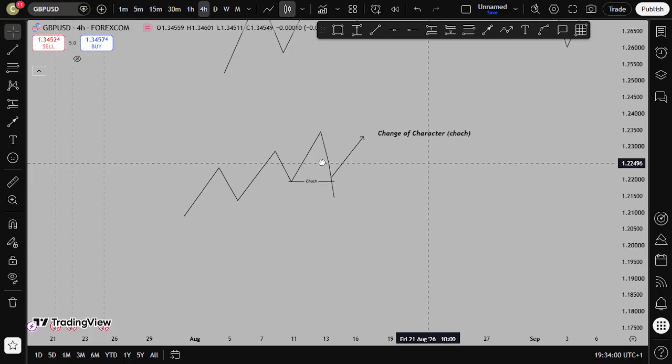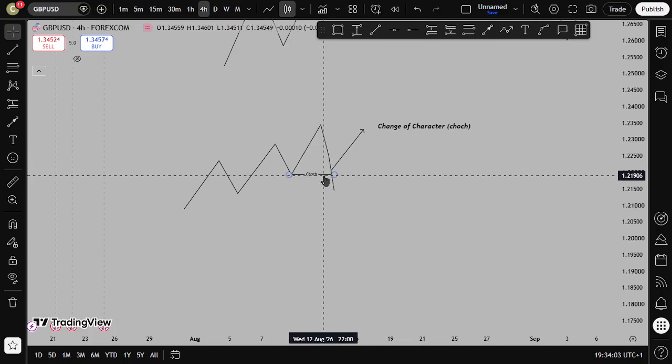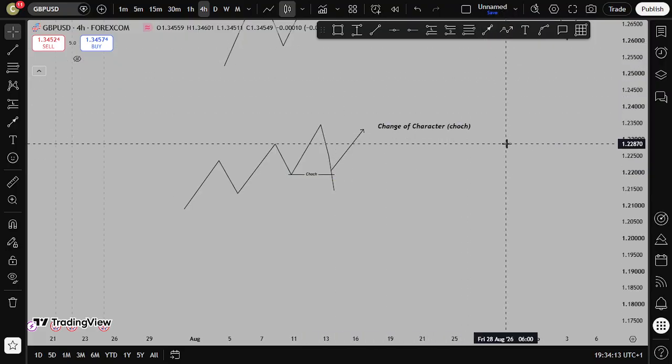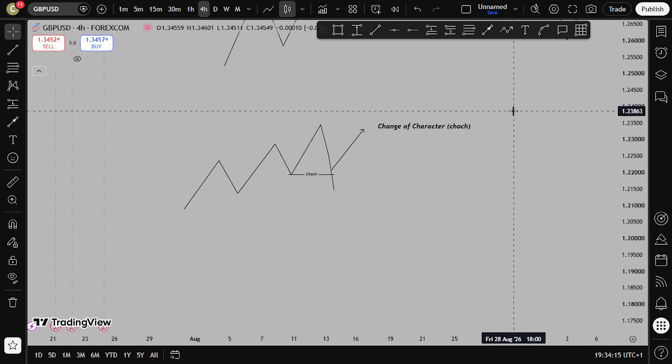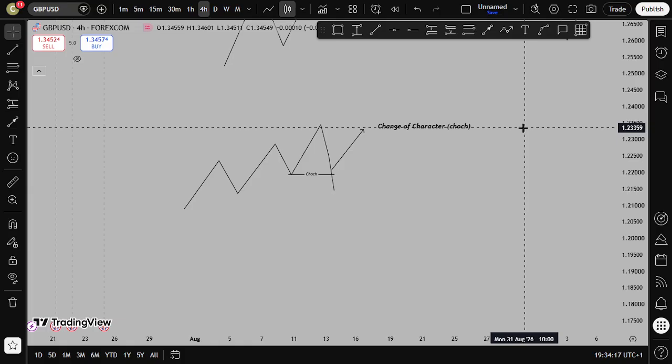Change of character. So like I say, it's a warning, it's a sign, not a confirmation that price has reversed. Just that. So it's a sign. So if we want to be certain that price has reversed, I will teach about that in the advanced market structure class.